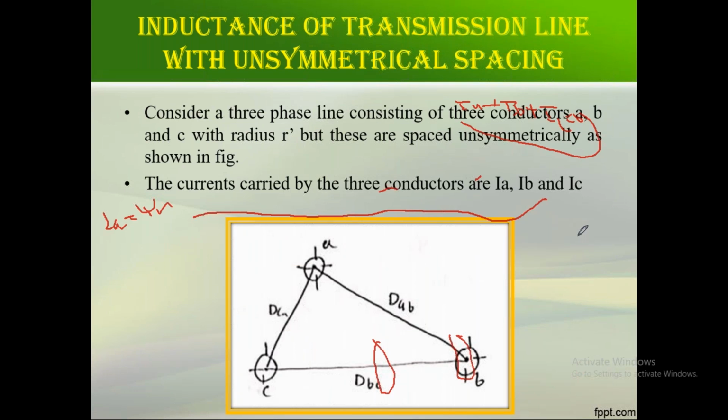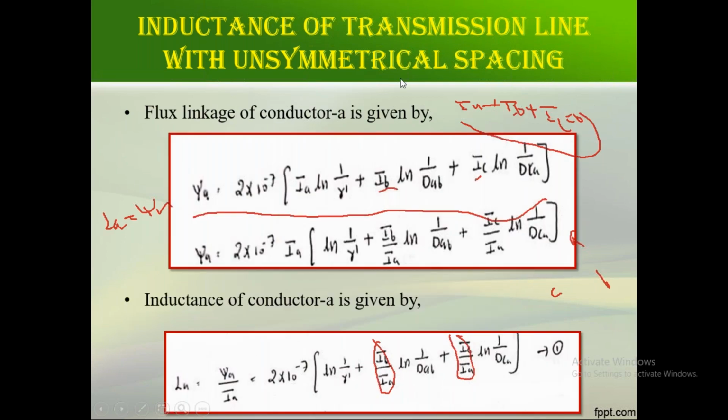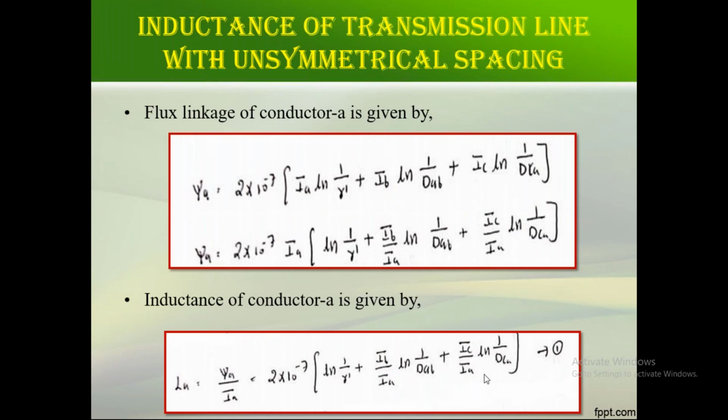First, here we have A, B and C. Based on this position, we have to find the phasor differences, the phase angles, based on the distance and the location. Now we have to find the value of IB by IA and IC by IA. That is the main intention here. Do you know how we can calculate that?